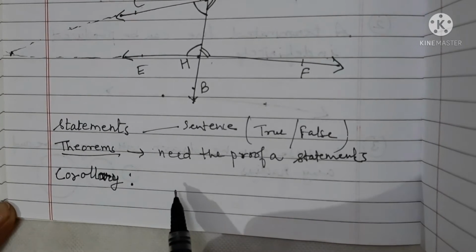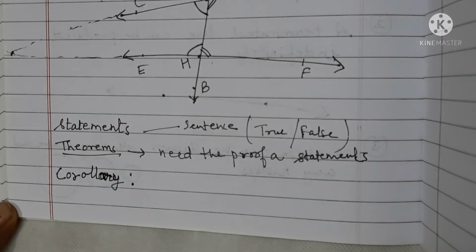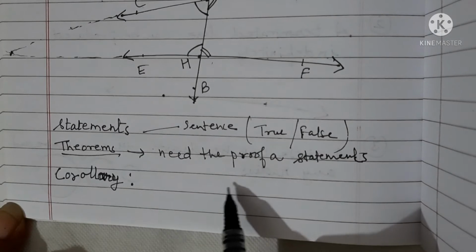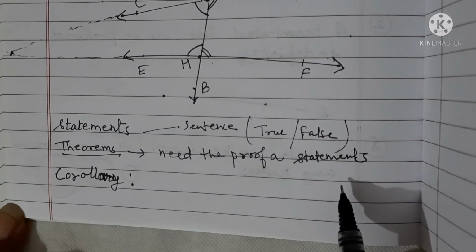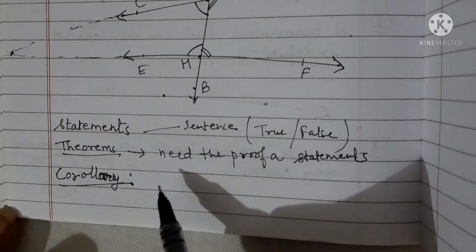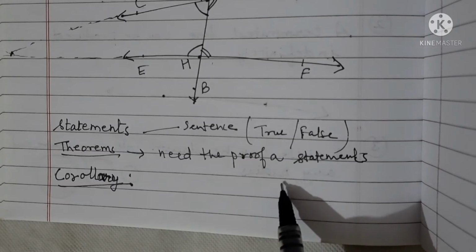Corollary means a statement which you can easily get with the help of a theorem. So that is called a corollary. It is also a statement, but you can easily prove it with the help of a theorem.